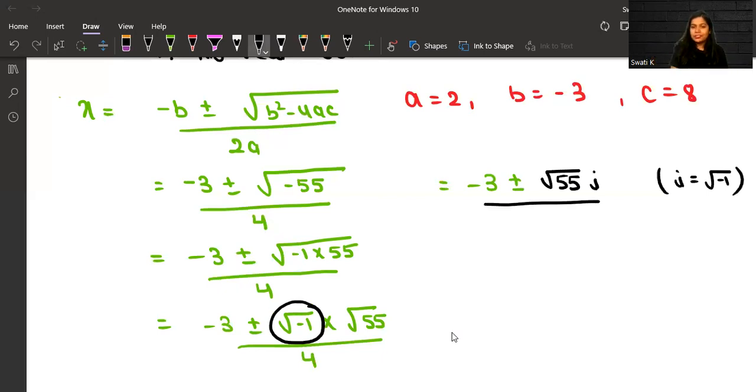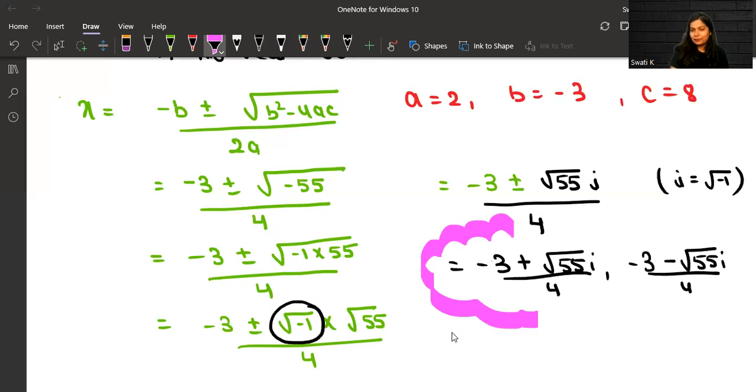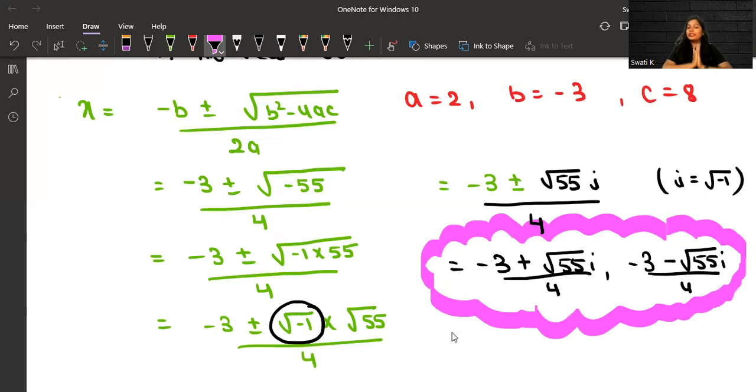And then upon 4. So we can write the two complex roots: minus 3 plus root 55 i upon 4, and the second one, considering the negative sign, minus 3 minus root 55 i upon 4. These are the two complex roots. As I already said, if you are a 10th grade student, you can leave the answer there only, where I wrote no real roots. Otherwise, if you are in a higher grade, please proceed till this and you are done.